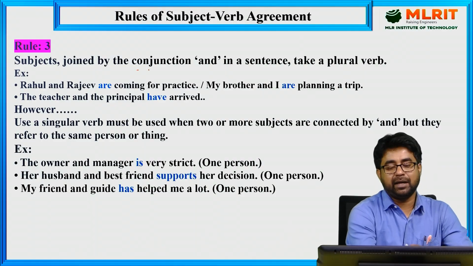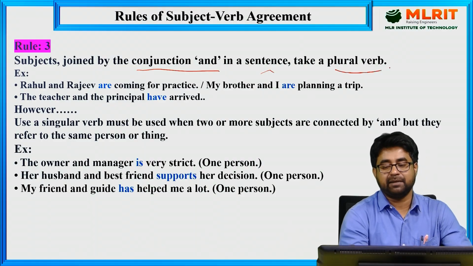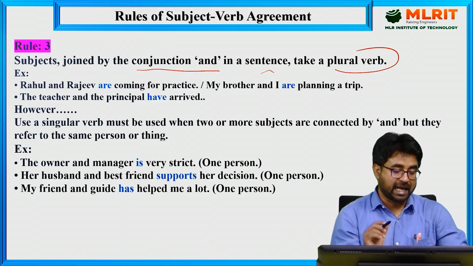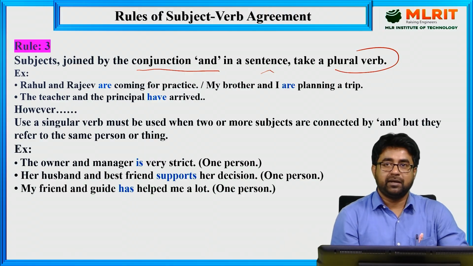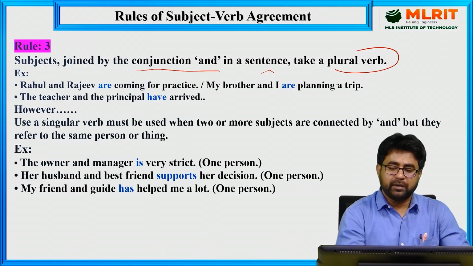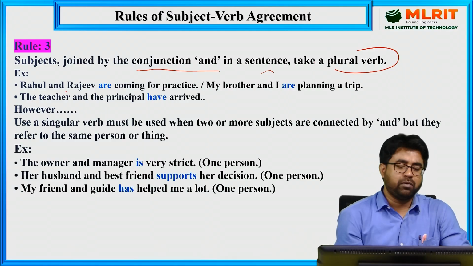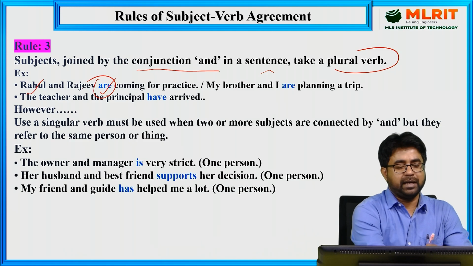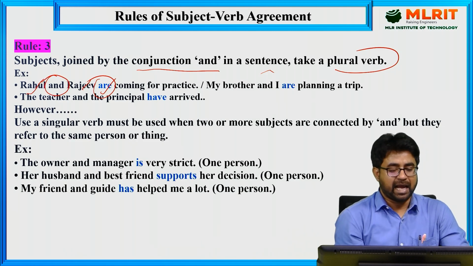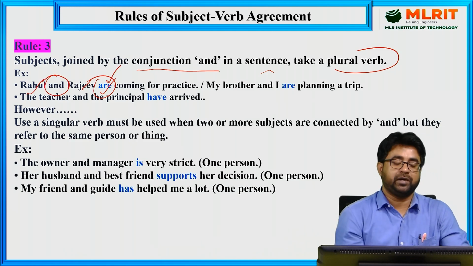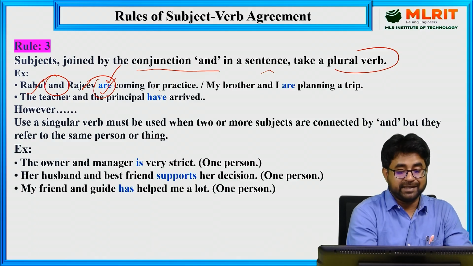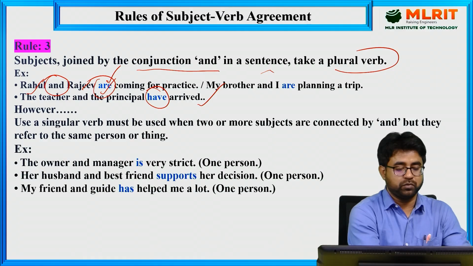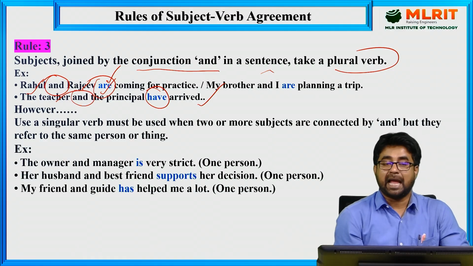Subjects joined by conjunction and in a sentence take a plural verb. So sometimes you'll find more than one subject, they would be joined by conjunction and, right? So they will take plural verb. So you can see Rahul and Rajiv are coming for practice. So Rahul and Rajiv, they are joined by a conjunction and. So they are plural, hence the verb also is plural. The teacher and the principal have arrived. You can see the teacher and the principal have arrived. So two different subjects joined by and.